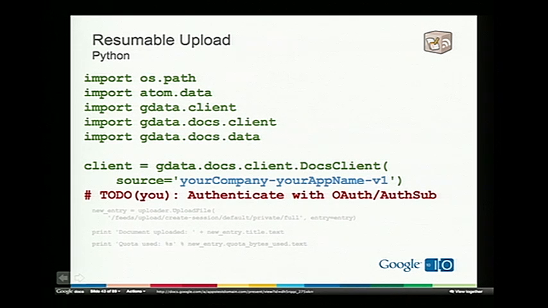You'll create a Docs client, and you'll pass in your application's name. You'll need to authenticate and authorize this app to share data with Docs. So you either use OAuth or AuthSub for that, and I left that as a to-do. And then we'll do some file I/O. So we'll read in an MPEG file. We'll get the file size information from the operating system.